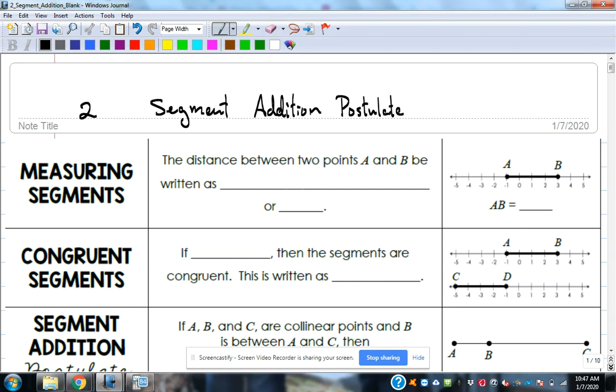So measuring segments, we're going to be dealing with segments on number lines. We're not really going to measure with a ruler today on segments. We're just going to use some number lines and then use some algebra to do some measuring with segments and addition and stuff. The distance between 2 points, A and B, can be written as the length of AB.